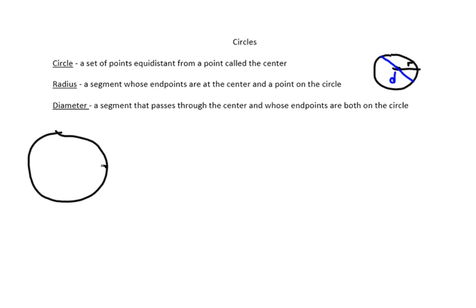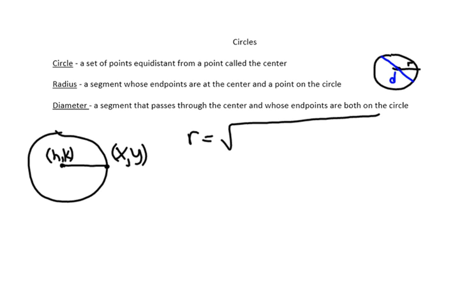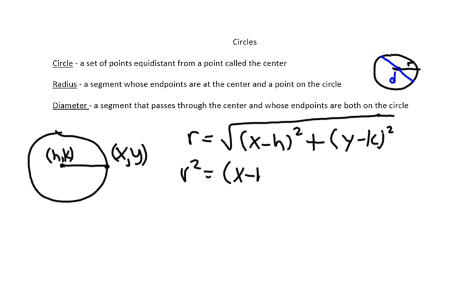Now, I'm going to draw a radius. I'll let the center be (h, k) and the point on the circle (x, y). Now, if I want to figure out the distance of that radius, remember, I'm going to use the distance formula. So r is equal to the square root of: I'm going to take the x values and subtract them, and then square them, plus I'm going to subtract the y values and square that also. Now, I'm going to square both sides, so r squared is equal to (x minus h) squared plus (y minus k) squared.